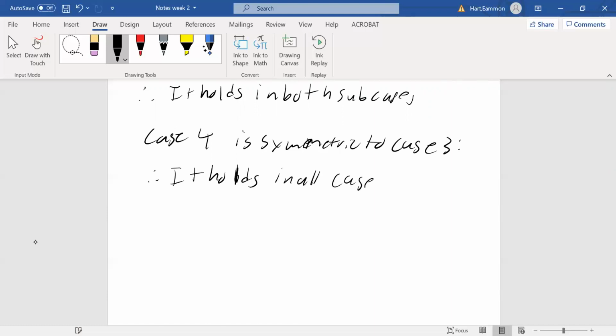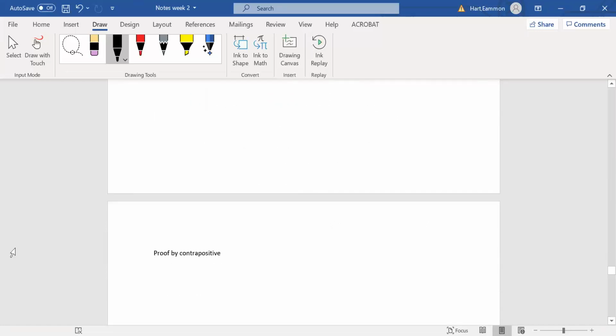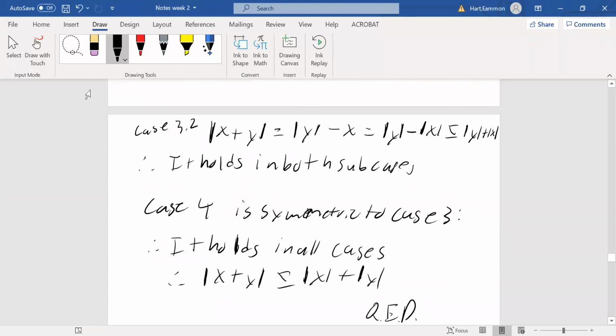Cases. Therefore, the absolute value of x plus y is less than or equal to the absolute value of x plus the absolute value of y. Cool. And I'm going to stop this video.